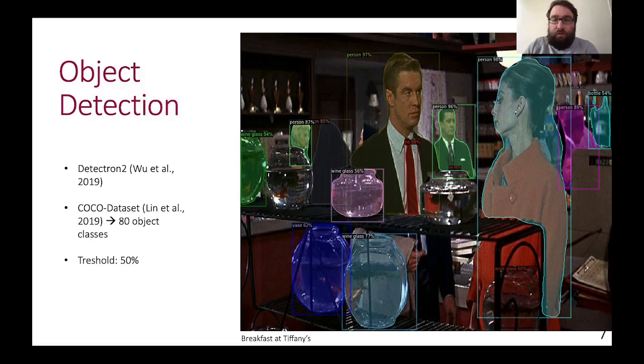For object detection, we use Detectron 2 by Facebook AI, which can predict up to 80 object classes, like animals or vehicles and other things. It basically works like you can see here. You receive bounding boxes for detected objects and a detection probability. We set the threshold for detections to 50%. This is actually very low, and you wouldn't do this in a real life system, but it fits the explorative approach that we pursue here.